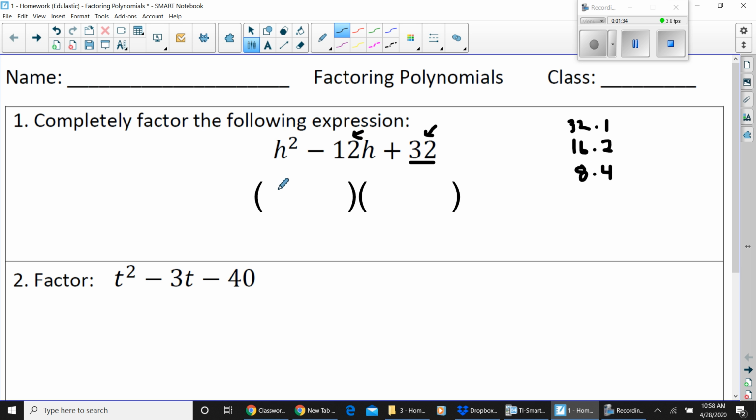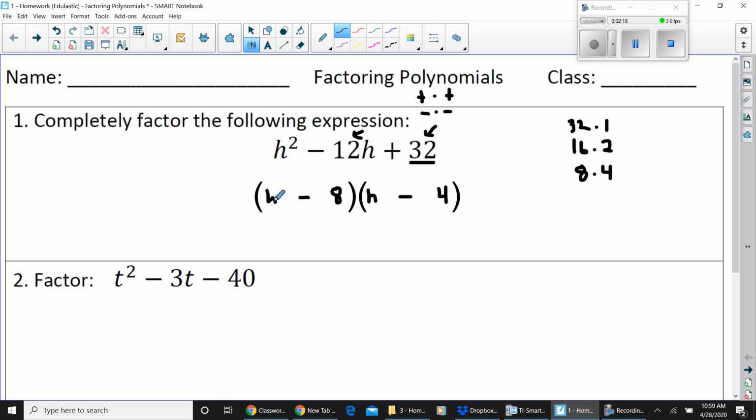So I'm going to say that this is h, this is h, obviously, and I'm going to put the 8 in and the 4 in. And you notice that I do not put the signs in of the numbers yet. If I have to multiply to a positive number, there are two ways: positive times a positive, or negative times a negative. If I put positive and positive here, that would give me all positives, even a positive 12. Since this is a negative 12, I'm going to go with a negative and a negative.